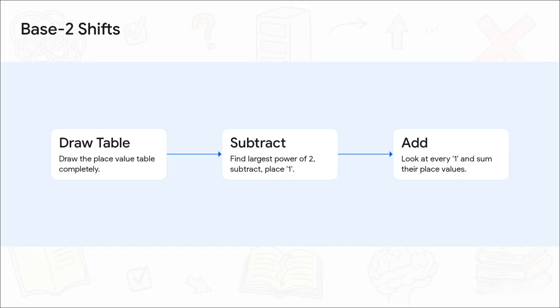So to rebuild this correctly and beat the mistake in real time, you just need to follow 3 simple steps. Step 1, always draw the place value table out completely. Step 2, find the largest power of 2 that fits into your denary number for subtraction and place a 1 in that column. And finally, step 3, look at every 1 in your resulting binary string and just sum their corresponding place values together. This exact method is what the examiner is looking to reward.